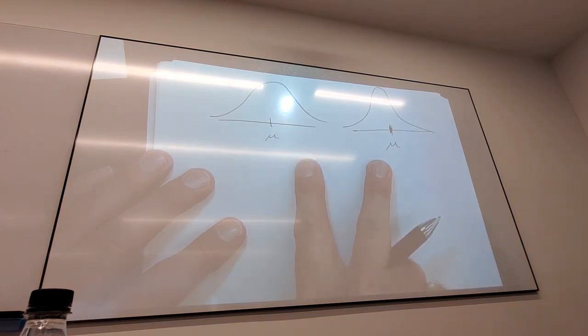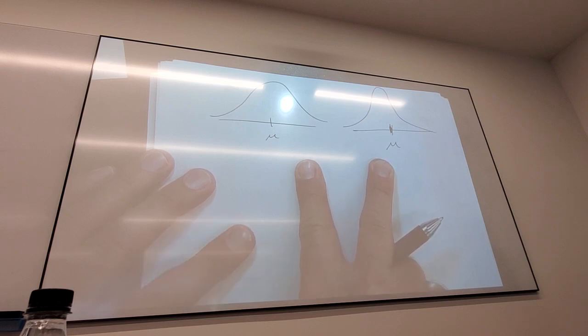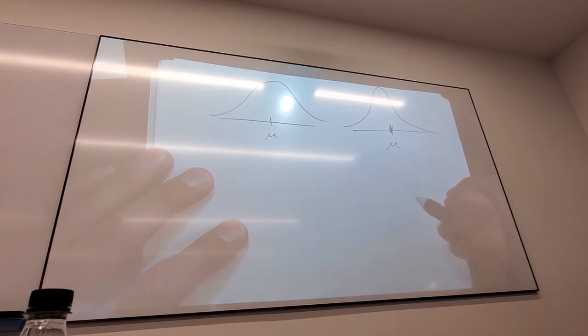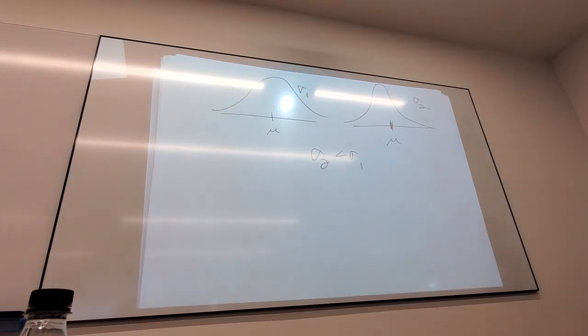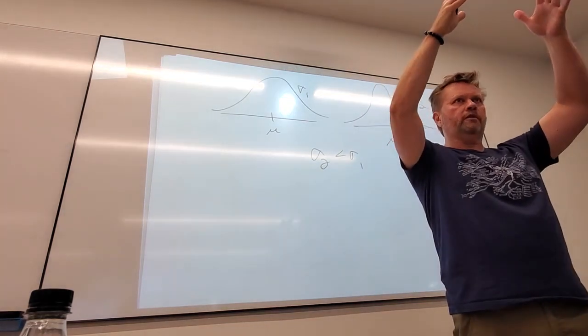Did I not make it extreme enough? They're both normal. Just one has data that is less spread out, which means one has a smaller standard deviation. This is sigma 1, sigma 2. Sigma 2 is less than sigma 1. You guys with me? Standard deviation is the number that kind of represents the shape of the normal curve.